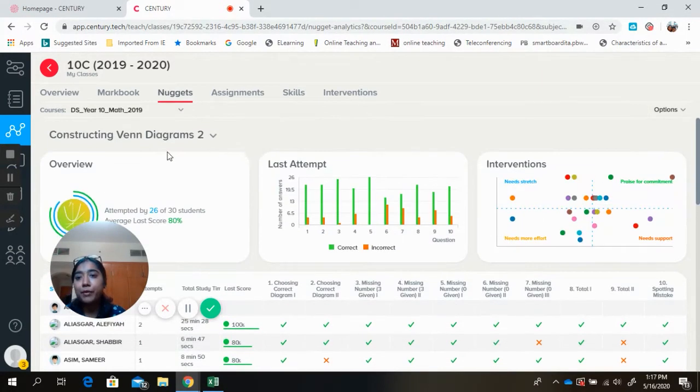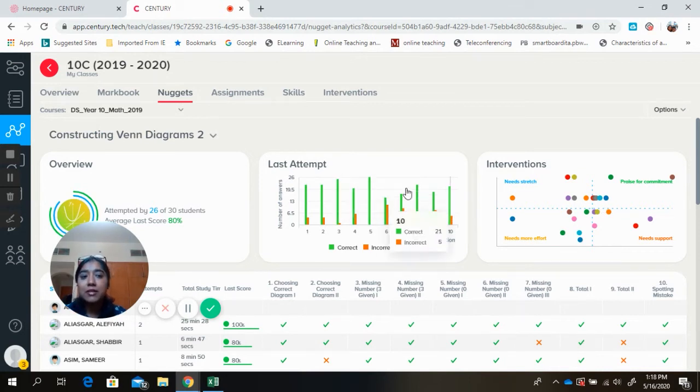Say for example, this particular course of sets and Venn diagrams, this particular nugget is chosen in it, Constructing Venn Diagrams 2. In Constructing Venn Diagrams 2, we had 10 questions. So you could see the questions over here: 1, 2, 3, 4, 5, 6, 7, 8, 9, 10. Question wise analysis. I want to see how many of them have done which question right. So you could see a graph gives you over there. You have the interventions over here. We come to the interventions in a little bit more detail after we finish this.